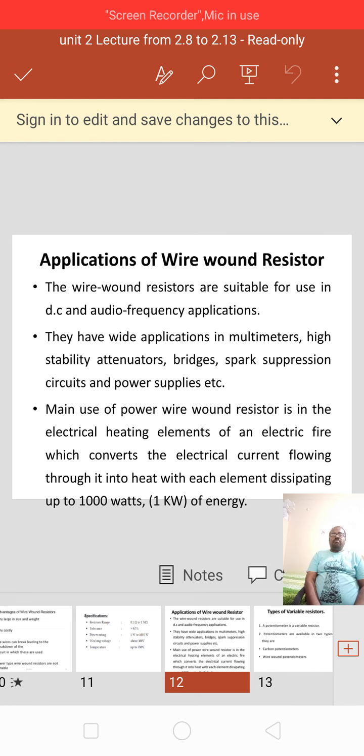Okay, because of those heating elements, the energy dissipated is up to 1000 watts, 1 kilowatt of energy.